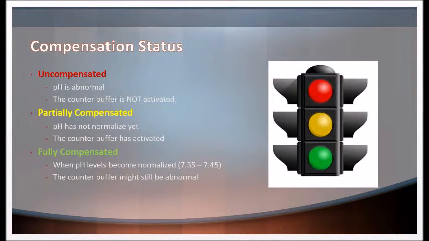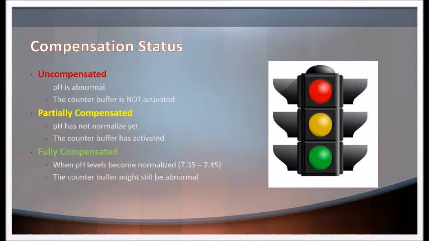Oops, sorry. So on the next slide, we're going to talk about compensation status. When we do ABGs, there will be three categories that it falls under. It's either uncompensated, partially compensated, or fully compensated. And the difference is just very subtle.